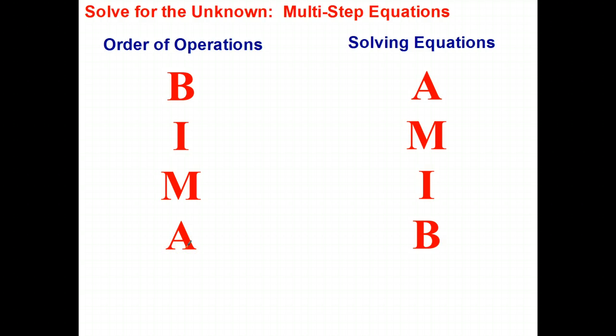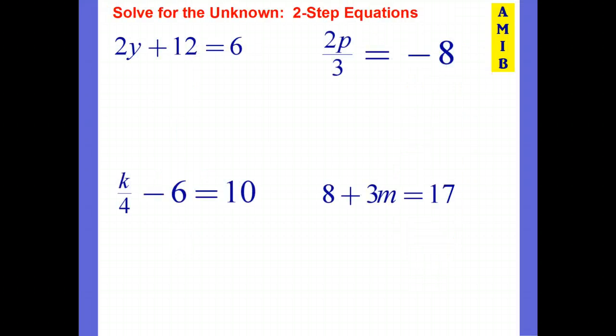And when you're solving equations, you have to undo the order of operations. So the first thing you have to do is undo any adding or subtracting. After you've done all of those, you then undo all the multiplying and dividing. You then undo any indices or powers. And the last step is you undo the operations that are inside the brackets. I abbreviate that as AMIB. So AMIB is the secret to solving equations. Okay, let's have a look at 4 examples.